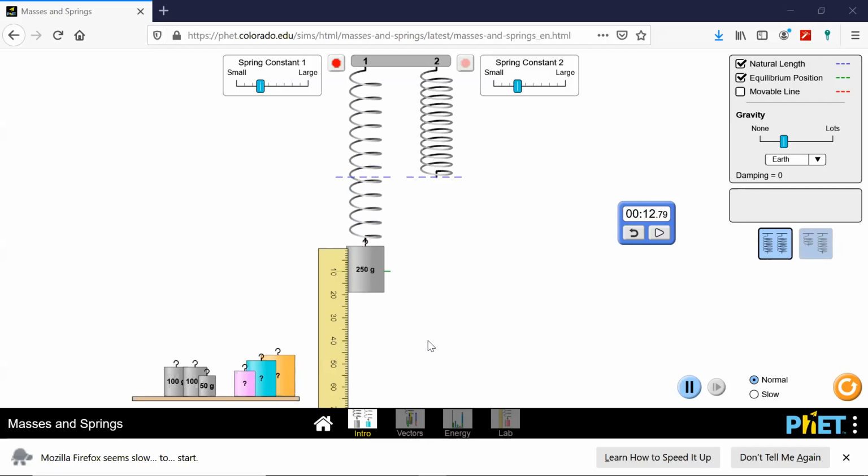Well, I can't use F equals minus kx because I don't know what k is. That's what I want to solve for. I know x, but I don't know k. So how else can I get the force? Mass times acceleration. I don't have any value for the acceleration. Or well, actually, we do have a value for the acceleration, don't we?